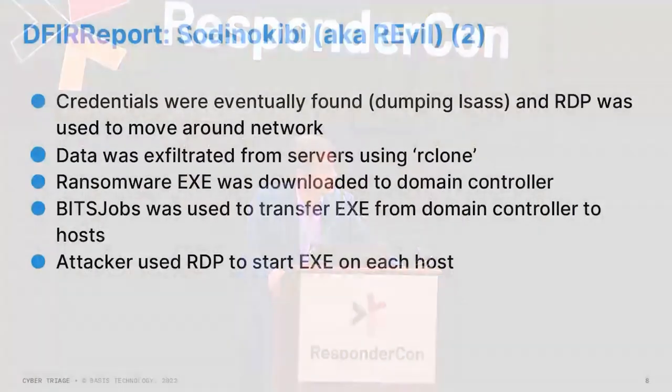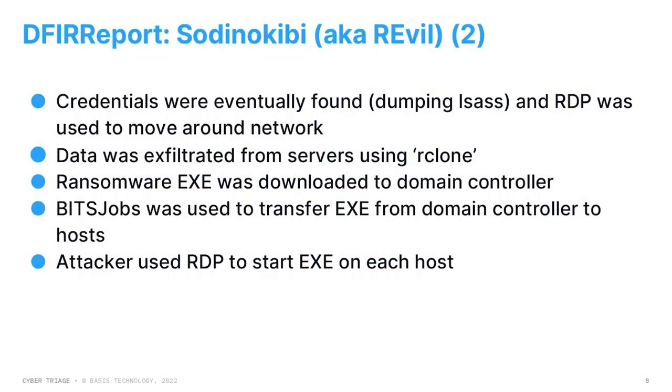Eventually, they found some credentials by dumping LSASS on a bunch of computers, and were then able to use RDP, and they moved around a bunch of computers with RDP around the network. They found the data they wanted to get. They used rclone to exfiltrate some data up to their server so they could then do the extortion routine: if you're not going to pay us for the key, we will release your secrets unless you pay us.